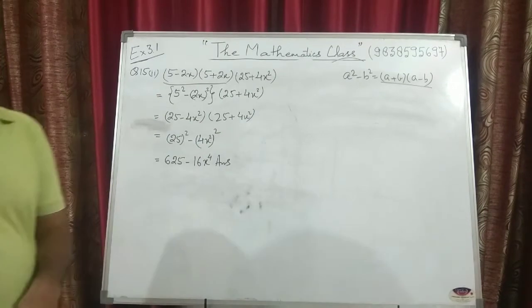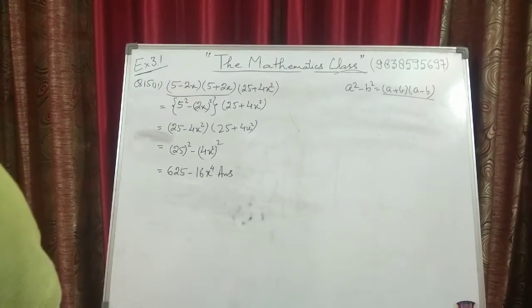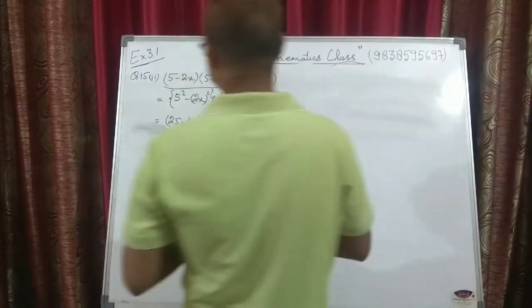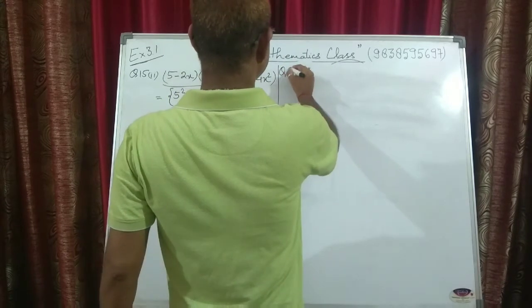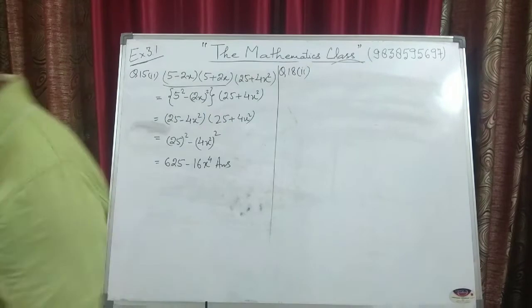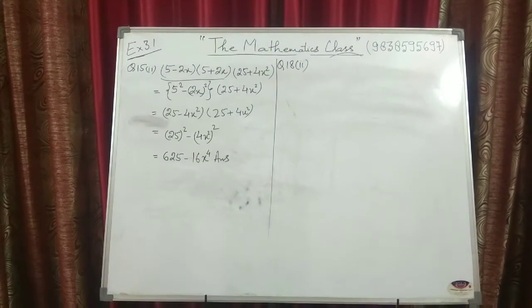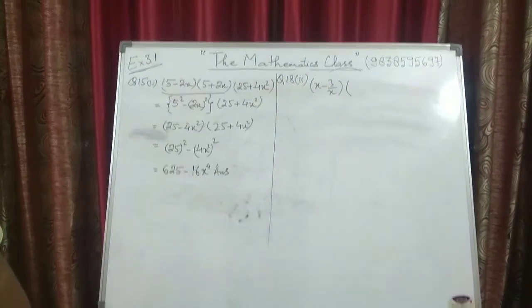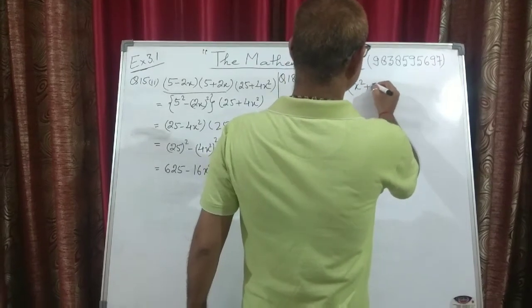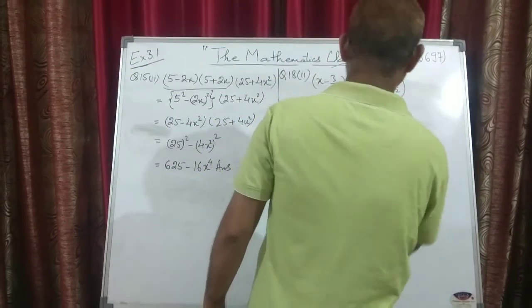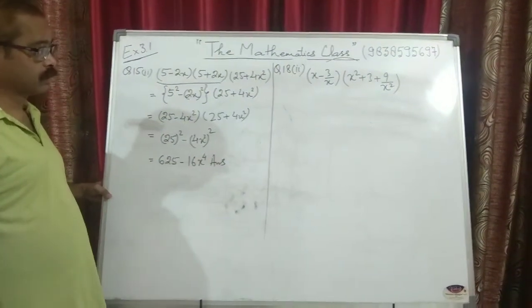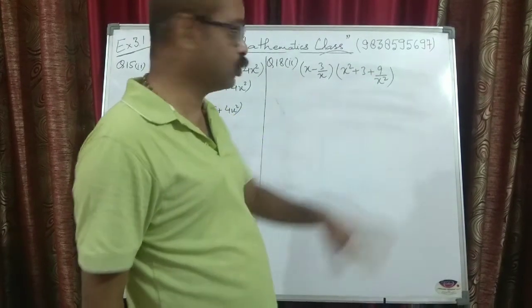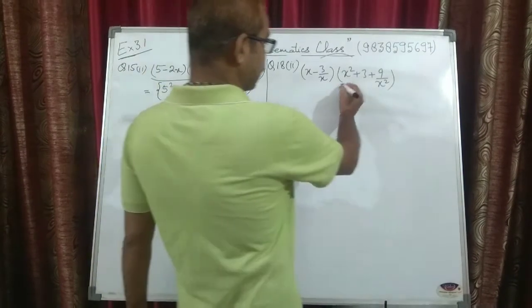Now we will be discussing question number 18, second part. I am writing it on the other side. It reads (x minus 3 upon x)(x square plus 3 plus 9 upon x square). Now when you look at this question, this can be written as (x plus 3 upon x) whole square. How? I am concentrating on this.